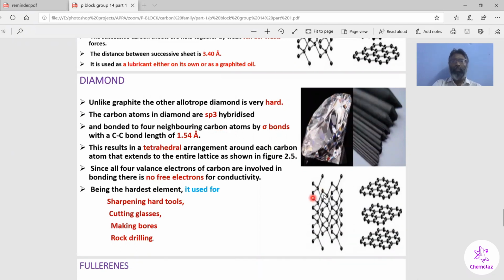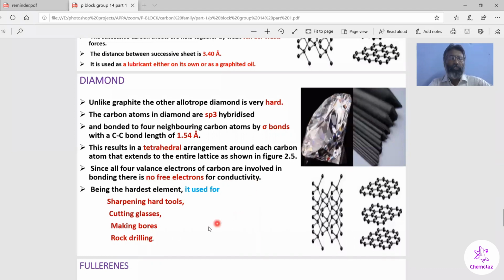So all the carbons are connected through sigma bonds only. So there is no pi electron or pi bond, and no availability of free electrons in diamond. So diamond is an insulating material which does not conduct current. The reason is the non-availability of free electrons, or we can say delocalized electrons. The important reason is that it undergoes sp3 hybridization. So this one is a tetrahedral structure. There is no free electron.